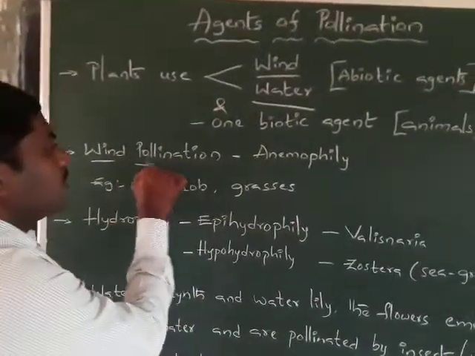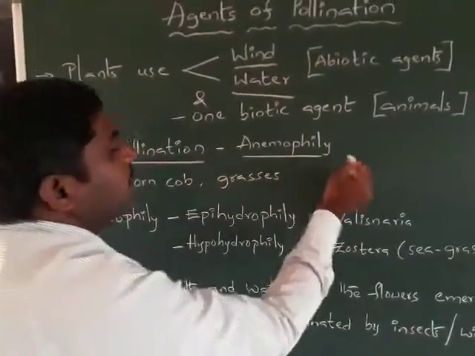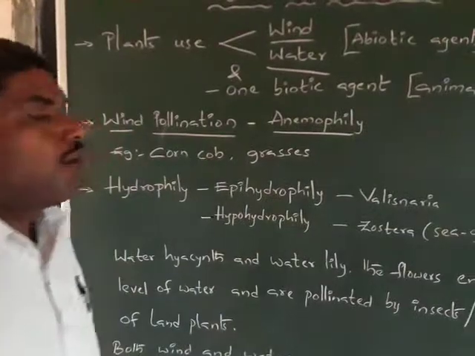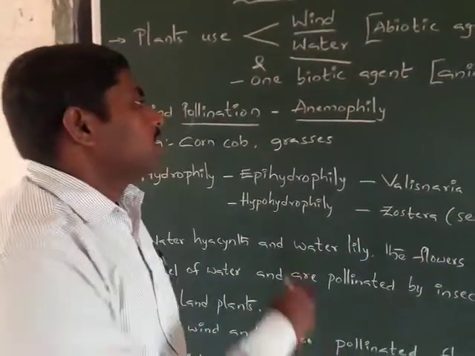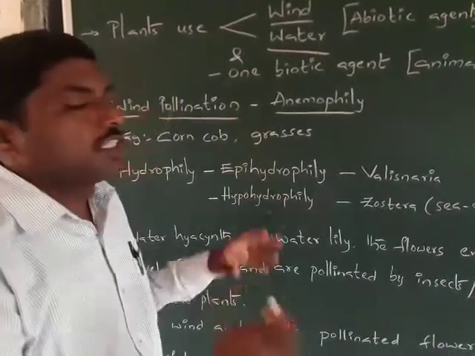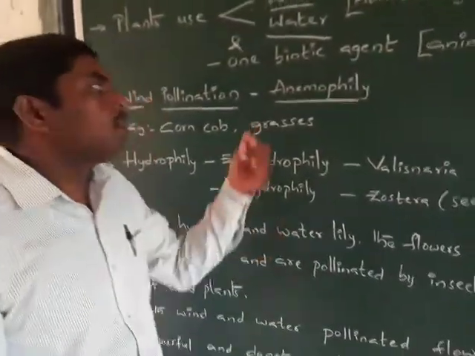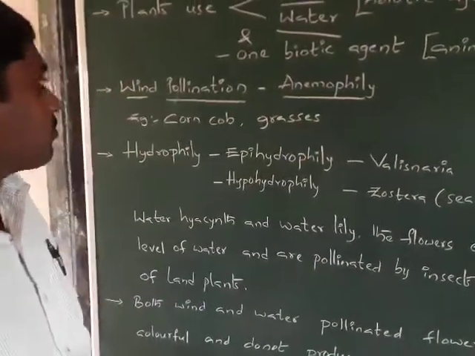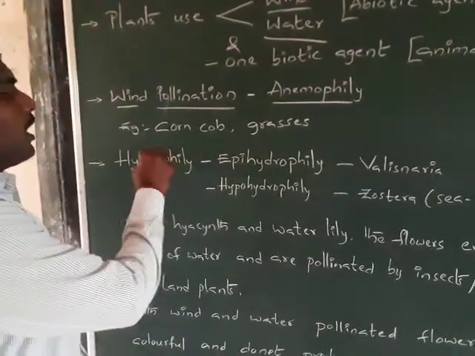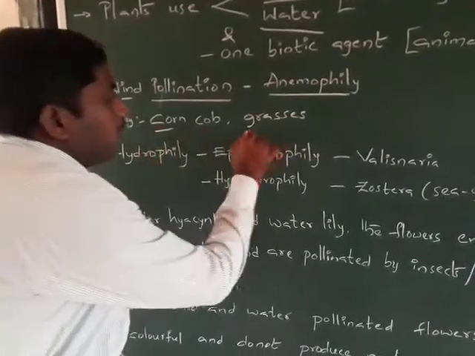Wind pollination is called anemophily. The pollination that occurs through the wind is called anemophily. Examples are the corn cob and grasses.